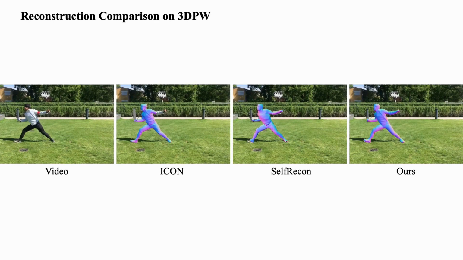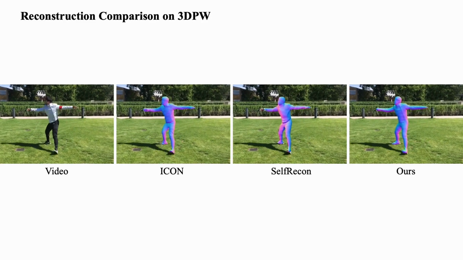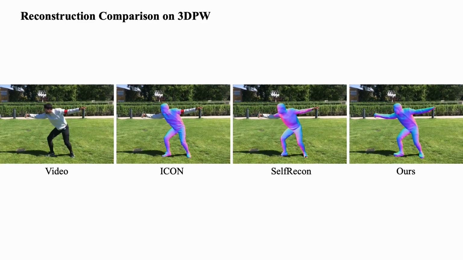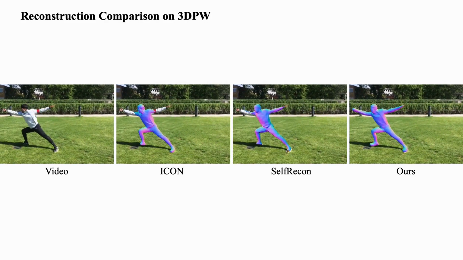We compare our method to existing state-of-the-art approaches, ICON and Self-Recon, for the task of 3D human reconstruction. We first show the comparison on the 3DPW dataset. Both ICON and Self-Recon produce less detailed and sometimes physically implausible reconstructions. Here we can see the incomplete human bodies. In contrast, our method reconstructs complete human bodies and achieves a detailed and temporally consistent shape reconstruction.